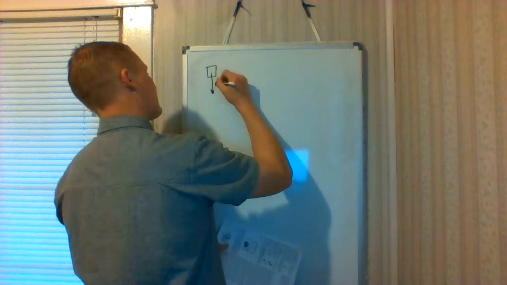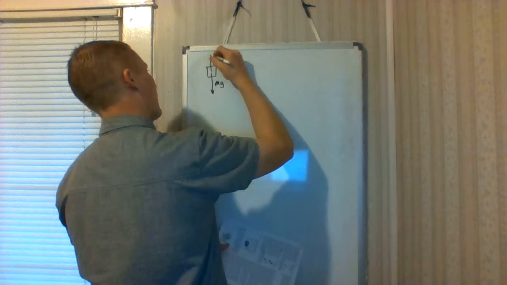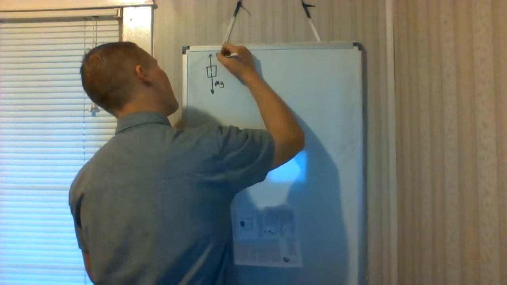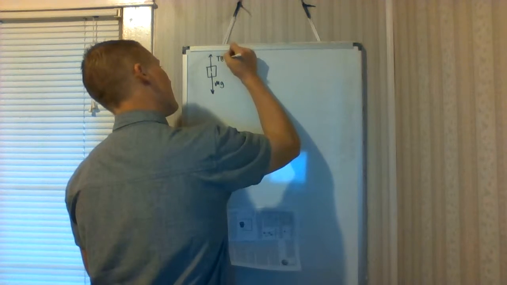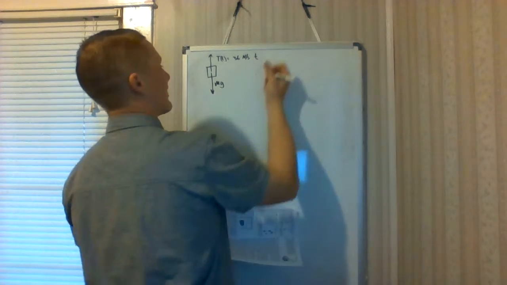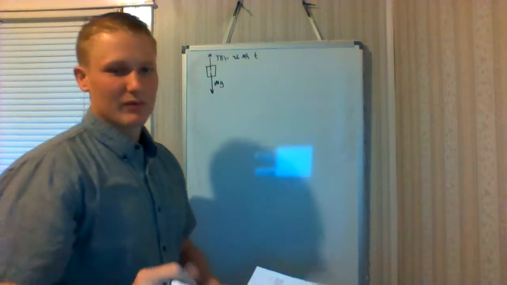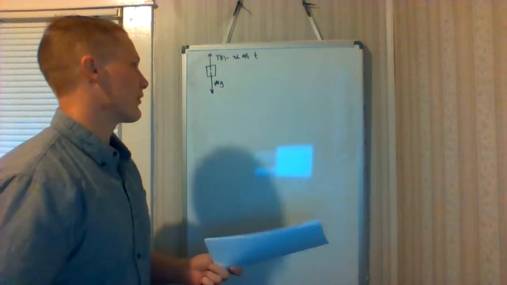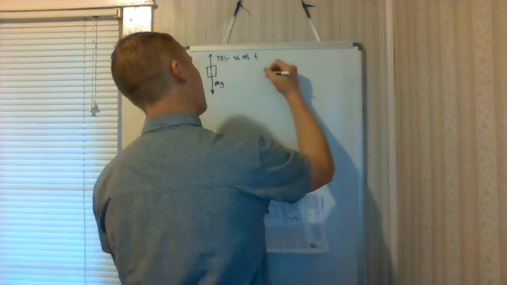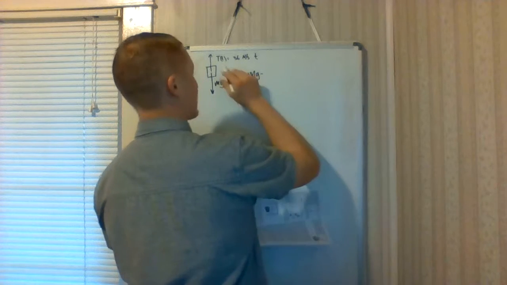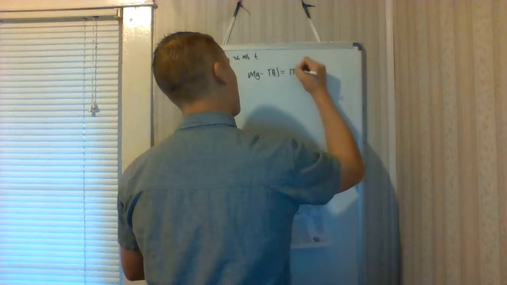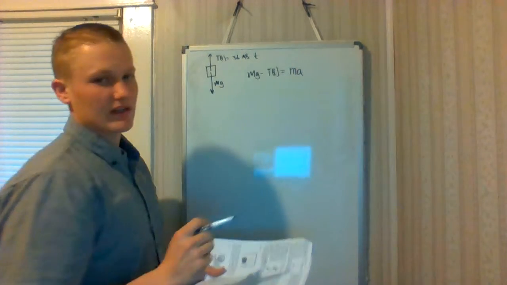going down, mass times gravity, going up is our function T equals 36 newtons per second times time. Kind of odd, but we'll go with it. And from this diagram, we can set up our equation that mass times gravity minus our function T of t is equal to mass times acceleration.